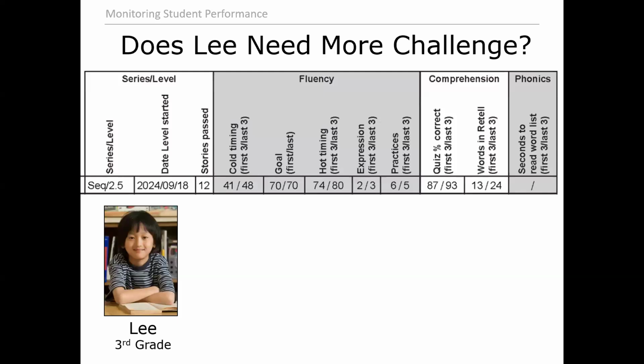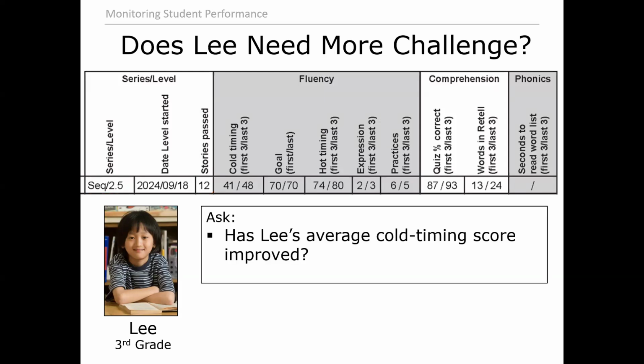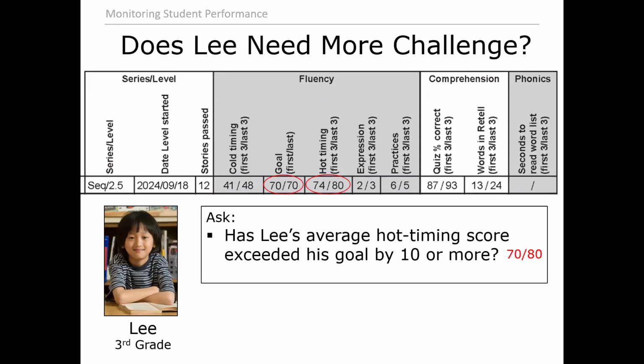Lee is a third grader working in 2.5, and he's passed 12 stories. Okay, his cold timing score has absolutely improved. He started out at 41 words correct per minute. Now he's at 48. His average pass timing or hot timing score has also improved. Started out at 74, and now his hot timing score is 80. The difference between his current hot timing score of 80 and his goal is 10, right? So it's a double-digit difference between where his average hot timing score is right now, that's the second number, and his current goal.